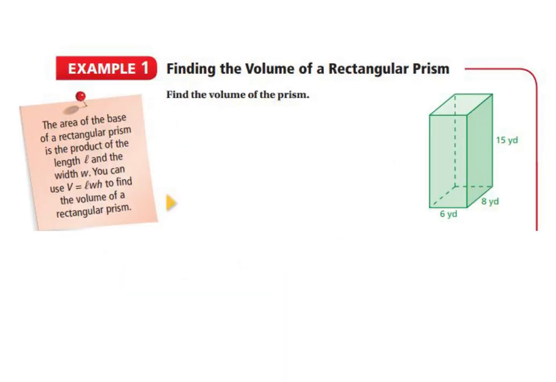So example 1 here, I feel like we may have even done one like this before in a previous warm-up. We're going to find the area of the base and then multiply by the height. To find the area of the base, we'll multiply base times height, which is 6 times 8, which is 48. And then we'll multiply that times the other dimension, which is 15. So 48 times 15, 720 yards cubed.